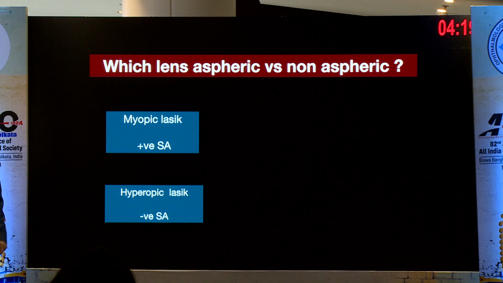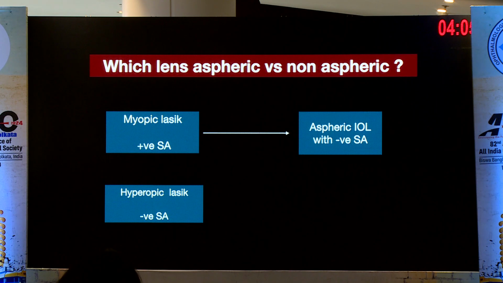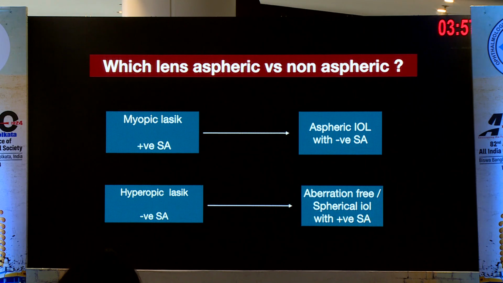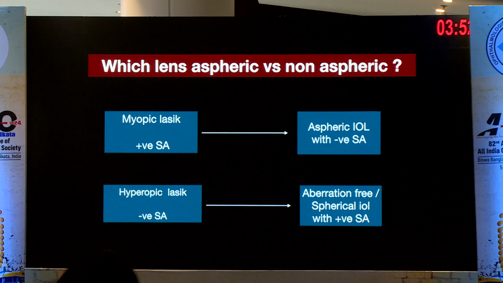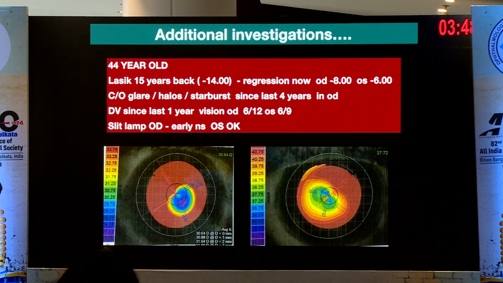And of course, corneal asphericity we'll understand with this slide. The next question is that most of our lenses are aspheric or non-aspheric. What would you put? If you have a myopic LASIK, we all know that you will have higher positive spherical aberration. In these cases, you can put an aspheric IOL which has a negative spherical aberration, which will reduce the spherical aberration. In hyperopic LASIK, to start with, it has a negative spherical aberration, so you would not want to put an aspheric IOL, but an aberration-free IOL can be implanted in these patients.